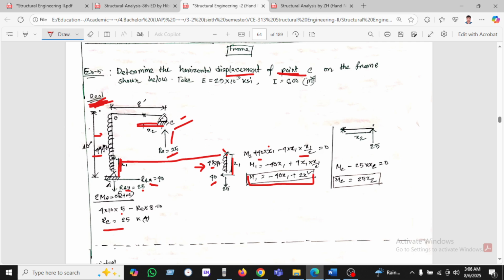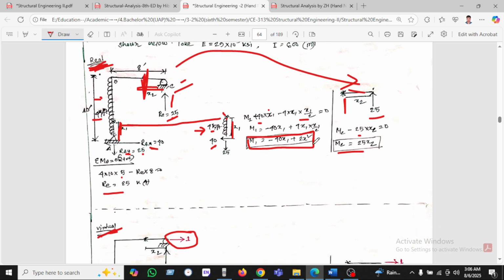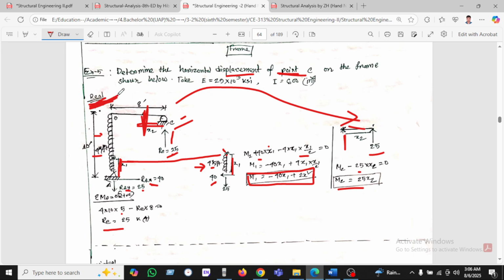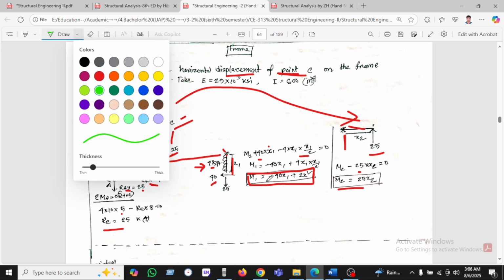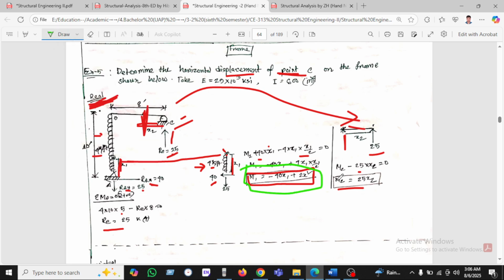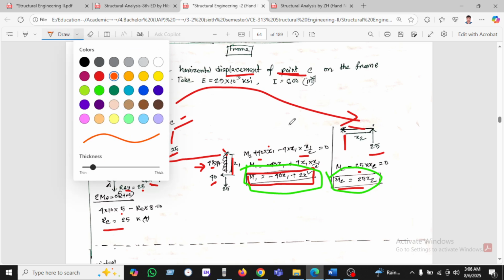What will be x2? This is x2 measured from the support at C. You can see this is the portion of x2, and there is a load of 40 kip. If we take the moment here, MC equals 25 into x2. So two equations are found from the real frame analysis. This is the capital M.